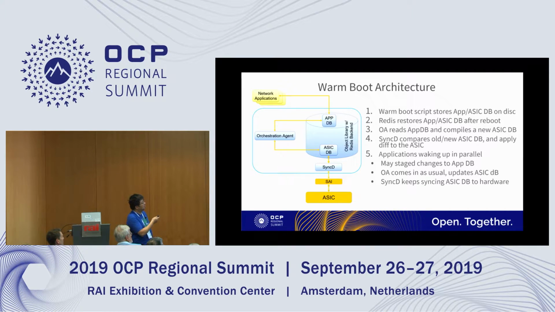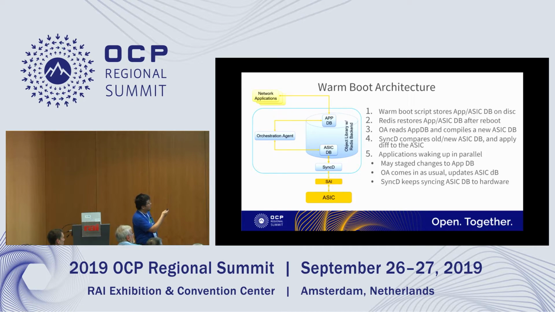So the warm boot works like this: before we do the warm reboot, we store all the application and ASIC DB contents onto the disk. So we process all those states in the network onto the disk first, and then we reboot the box. At this time, the data plane is not disrupted at all. After it boots, first the Redis database reads the content from the disk and restores all the application and ASIC DBs.